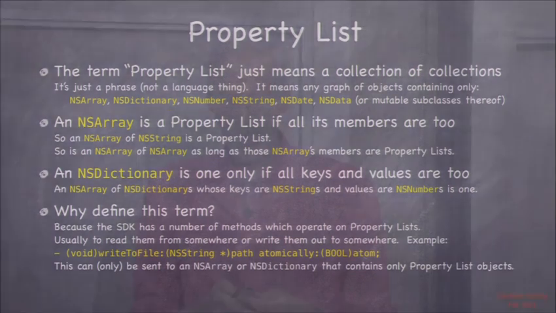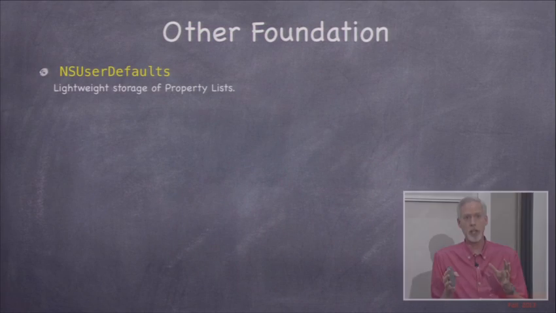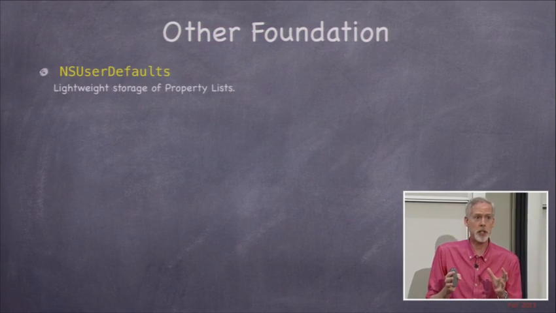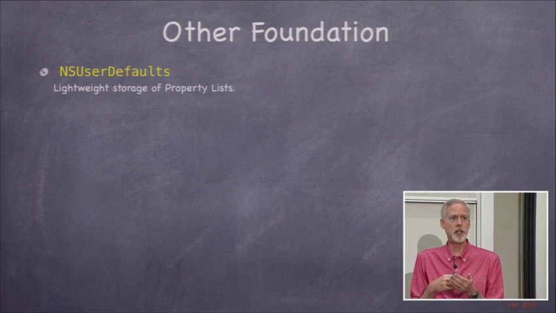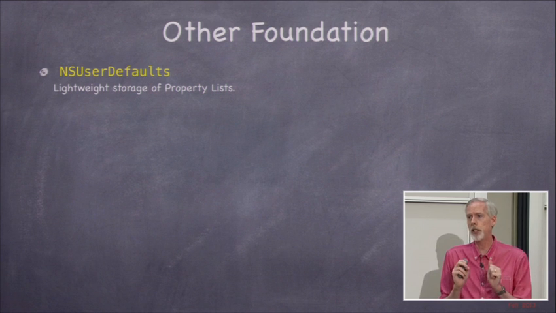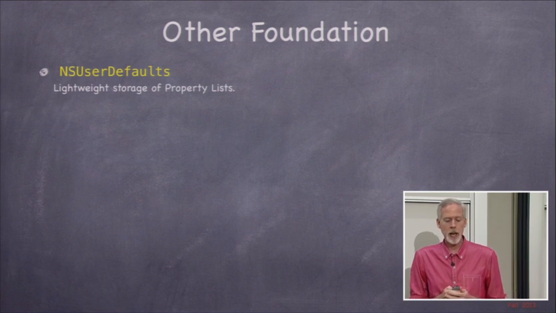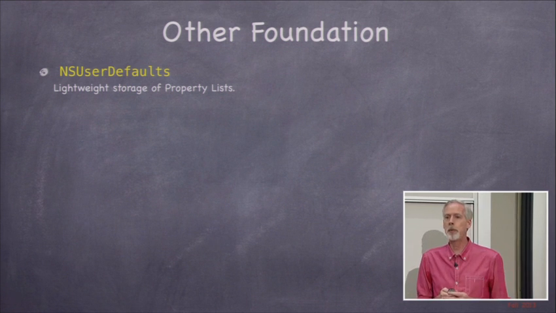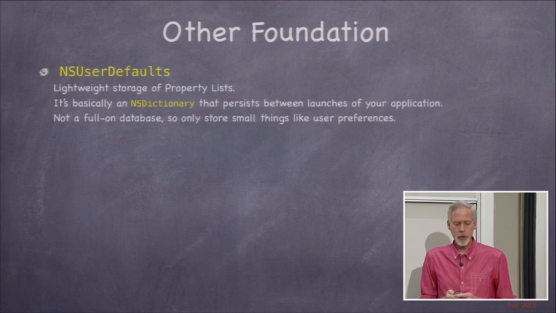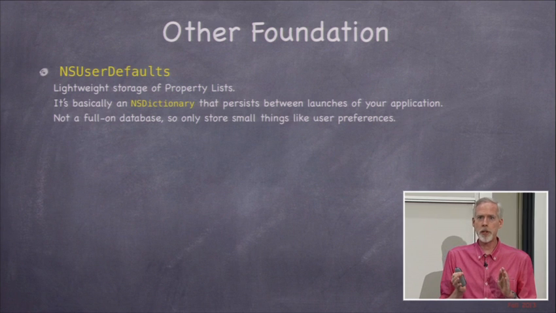Make sense? And in fact, I'm going to show you one class that only operates on property lists, which is NSUserDefaults. So NSUserDefaults is this one shared dictionary, essentially, that persists even across application exiting and launching. So it's like a permanent NS dictionary, kind of. Everything that's stored in an NSUserDefaults database has to be a property list, okay? So it's not a full-on database, though, all right?